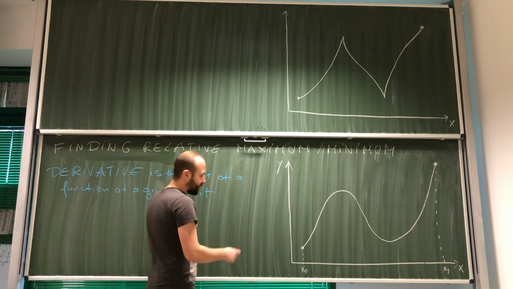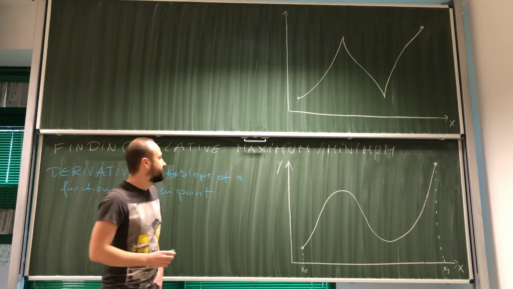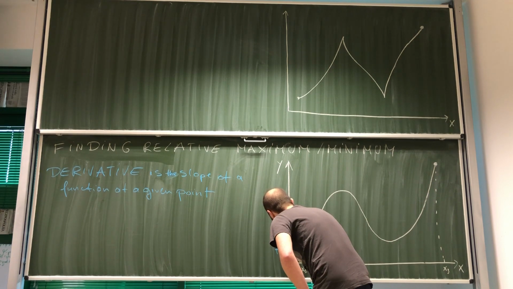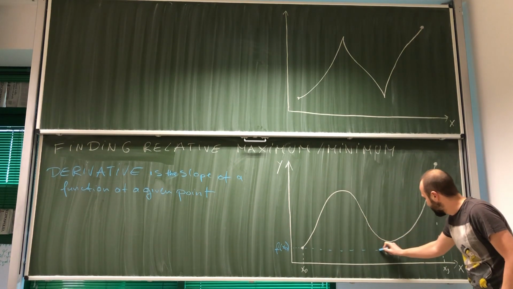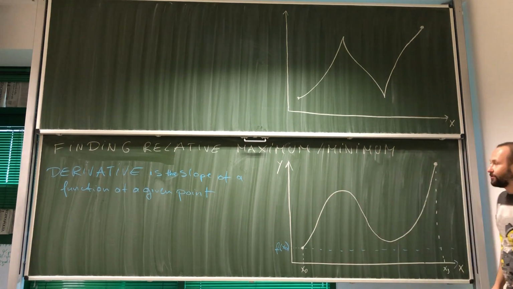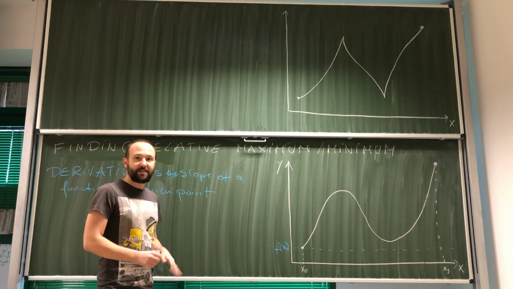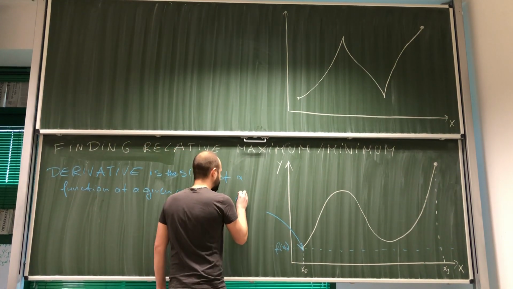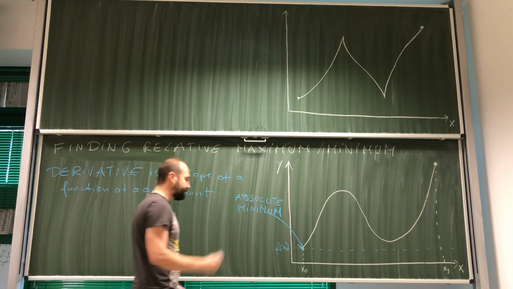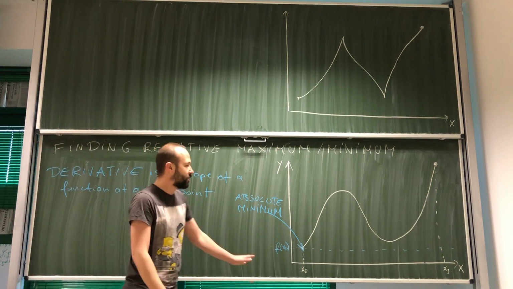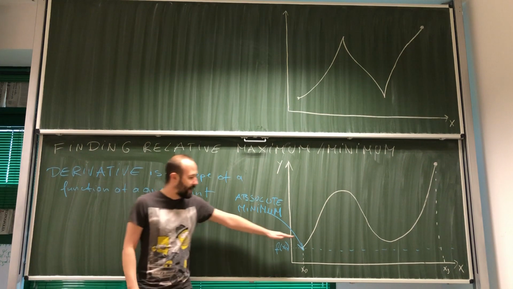Let's start with the point x0. If I calculate the value of the function at the point x0, it's going to be f of x0. What can we say about this value? This value is the lowest value in the entire domain. So this is a point that we can call the absolute minimum. We call it absolute minimum because in the entire domain of this function, from x0 to x3, we will not be able to find a point that lies lower.